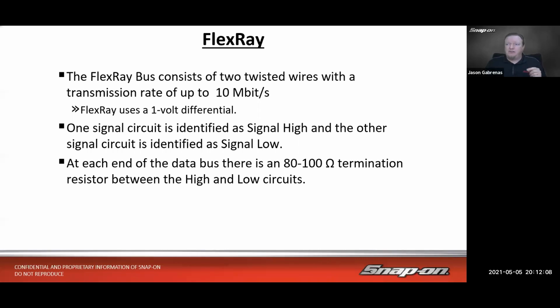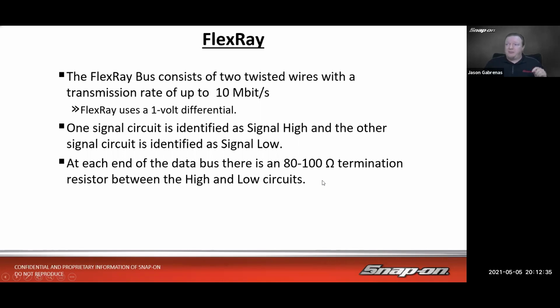And FlexRay uses a 1 volt differential. Remember how CAN had a 2 volt differential top to bottom? This is a 1 volt. And a lot of that has to do with the speed, because we have to have that rise and fall that fast to get that 10 megabits per second. Now, just like CAN, one signal circuit's going to be signal high, the other circuit's going to be signal low. And at the end of each data bus, there's a resistor. But in this case, on FlexRay, it can be anywhere from 80 to 100 ohms.